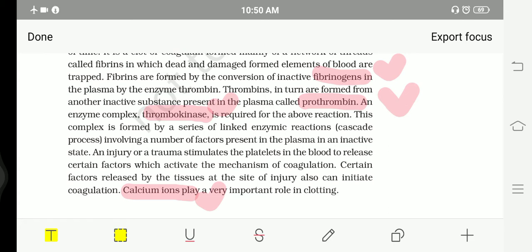It is a soluble protein found dissolved in the blood plasma. It is formed in the liver and decreases in concentration during liver diseases.